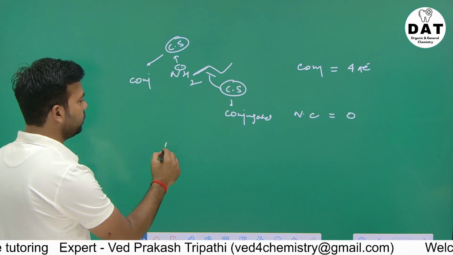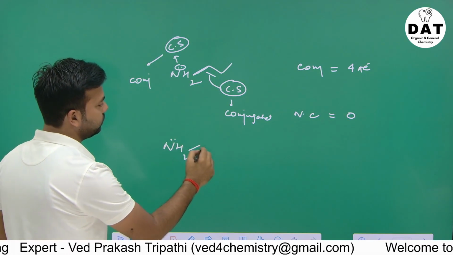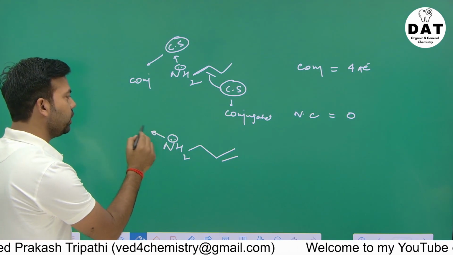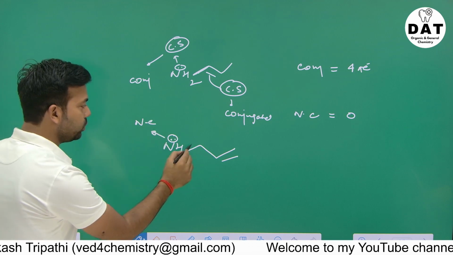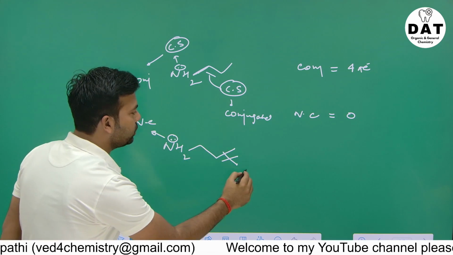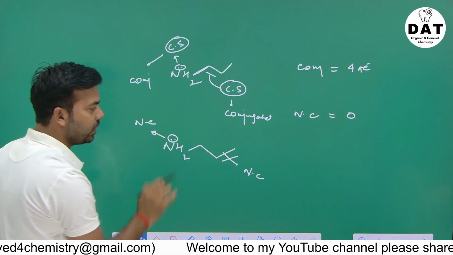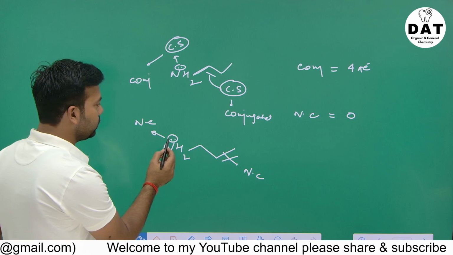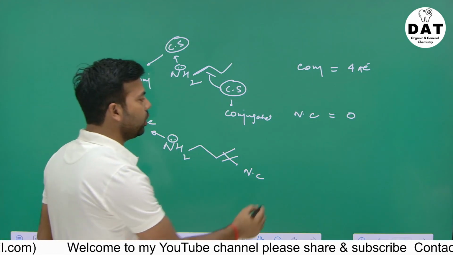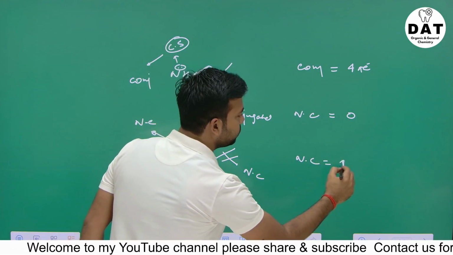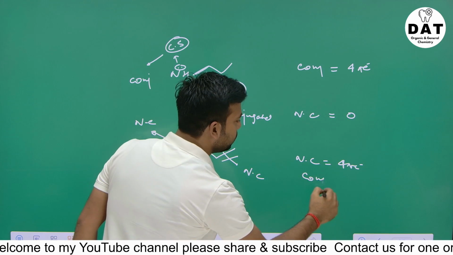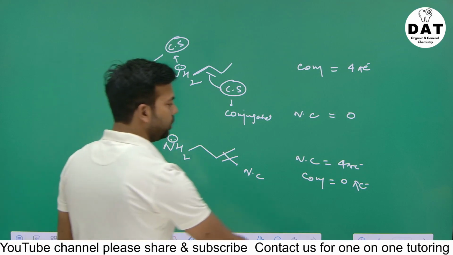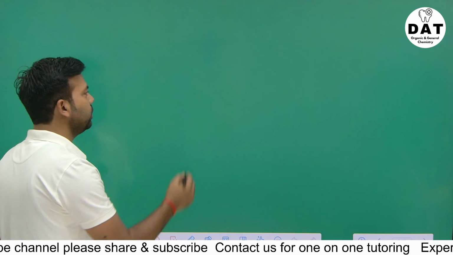Suppose we have this one like this. You can see this lone pair is non-conjugated because we have two single bonds between them, and the double bond is also non-conjugated because they are not in alternate. So non-conjugated is here 4 pi electron and conjugated here 0. Clear? Let's discuss another example.